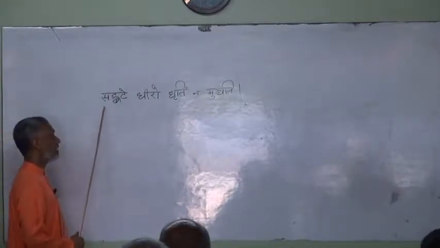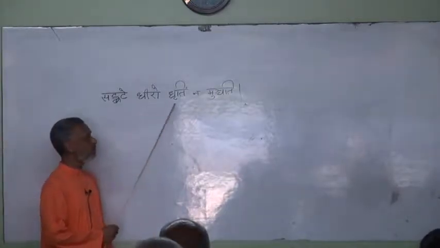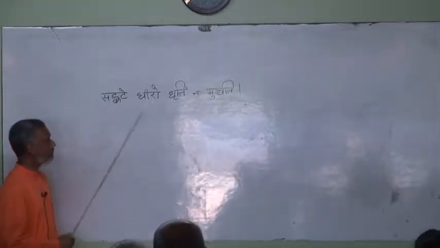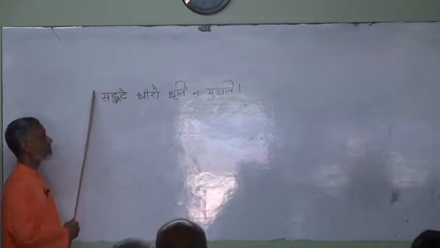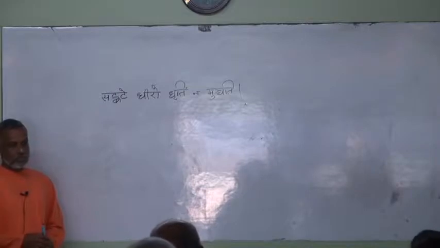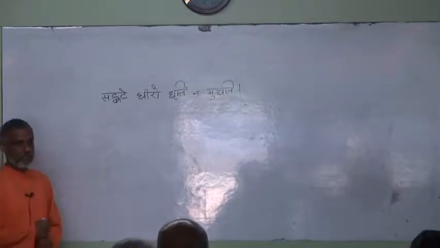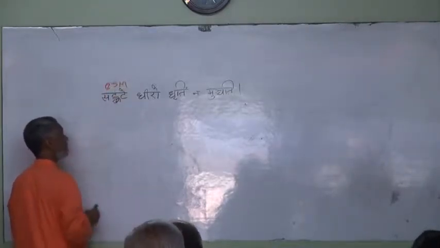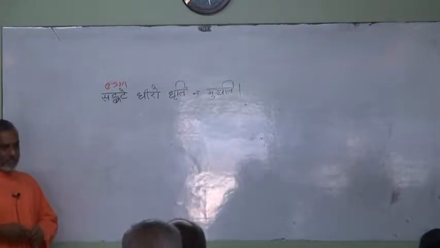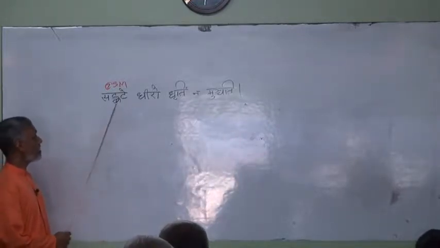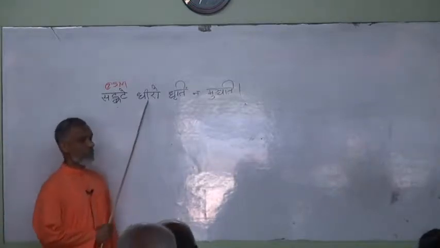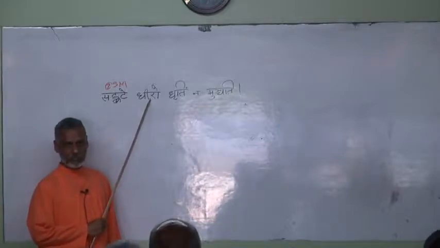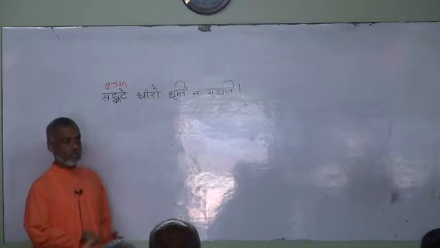Okay, so now read it again. Sankate, Dhiro, Dhritim, Namunchati. Right. So this is looking like which case now? Seventh case singular, masculine. If neuter, it will be same. Right? So this is seventh case singular masculine. This is which case? First case.